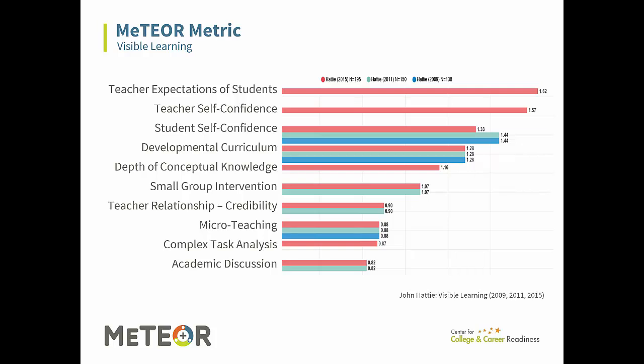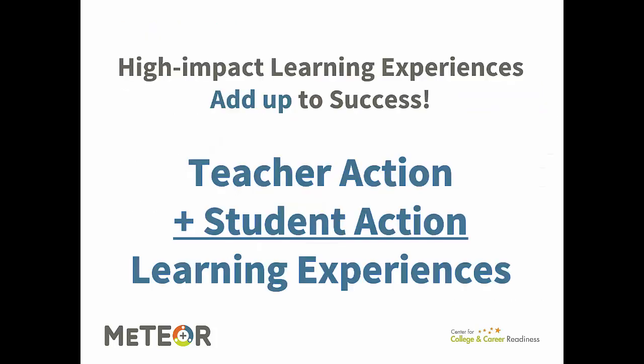If we take a look at what his work cites as having direct impact on student achievement at a 0.4 or above, we notice the following connect to rigorous learning experiences. They are teacher expectations of students, depth of conceptual knowledge, complex task analysis, and academic discussions. So let's spend some time discussing what the teacher action would be, what the teacher does to create an environment for rigor, and what the student action would be, what the student does to find success with a rigorous task.